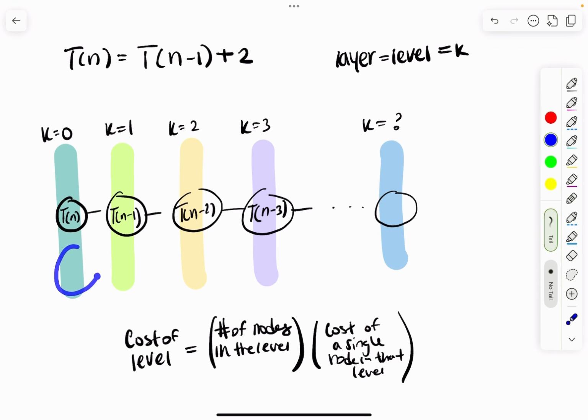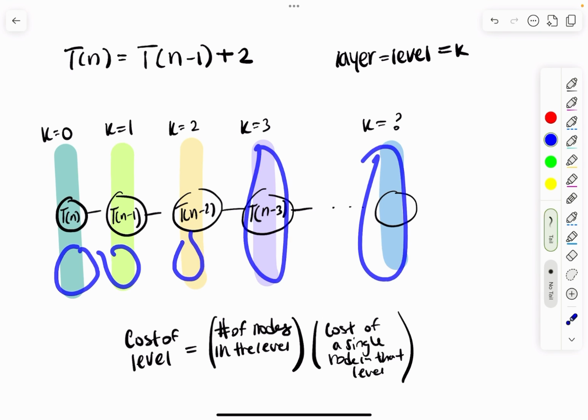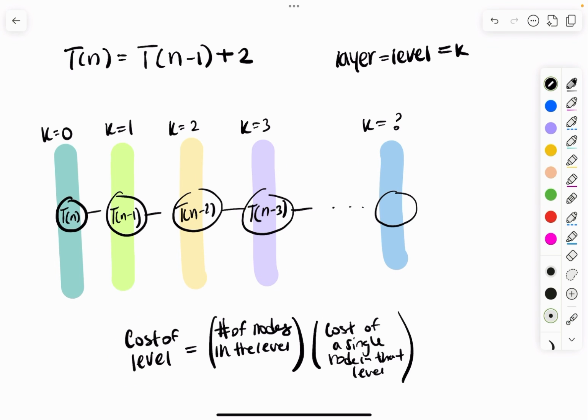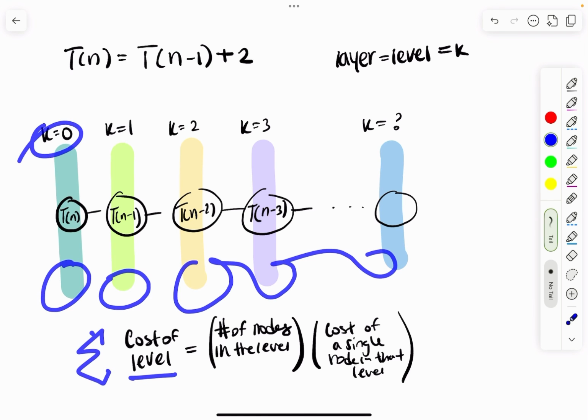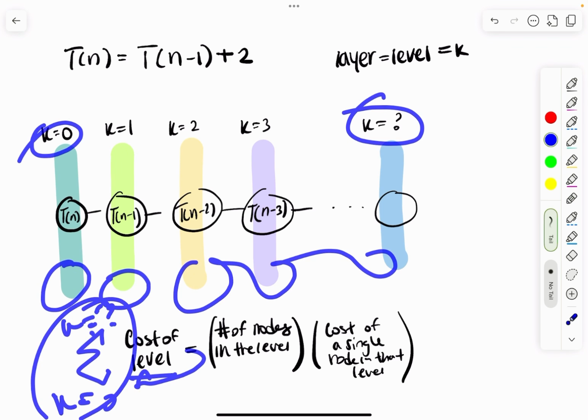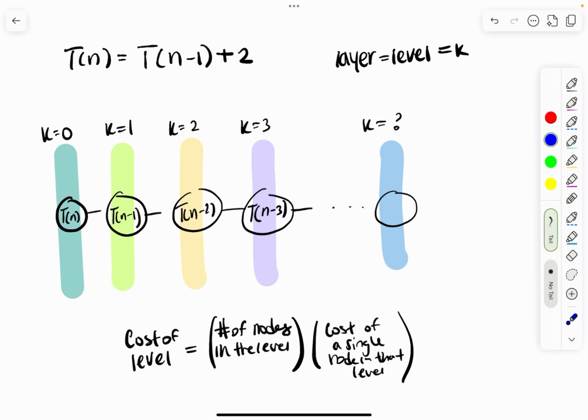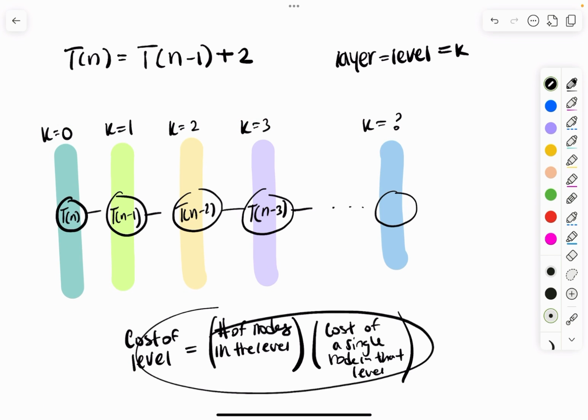Well, for each of these levels, these columns, we want to be able to find the cost of that level. And then at the end of the day, we want to sum up the cost. We want to sum up from one level, K is equal to 0, to another, K is equal to question mark. We'll find out what that is. And that's going to literally give us the cost of the entire problem. But let's first start with trying to calculate this here.